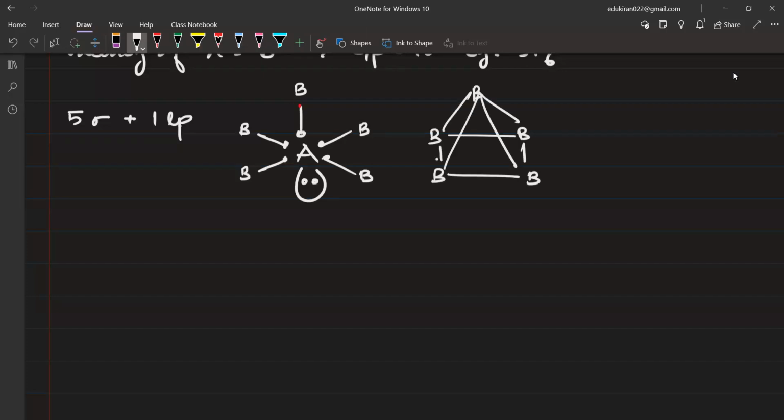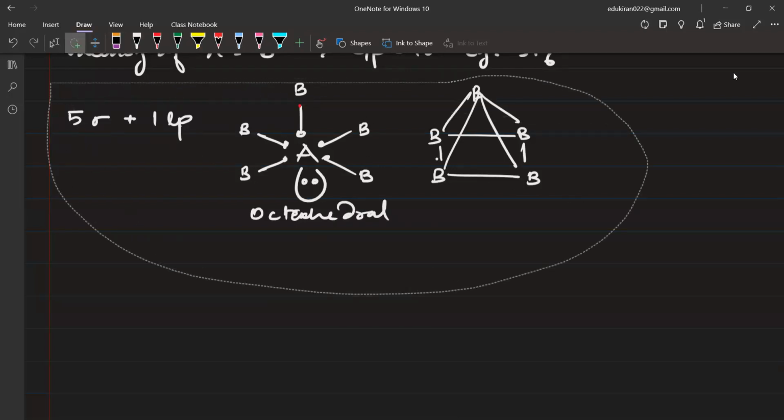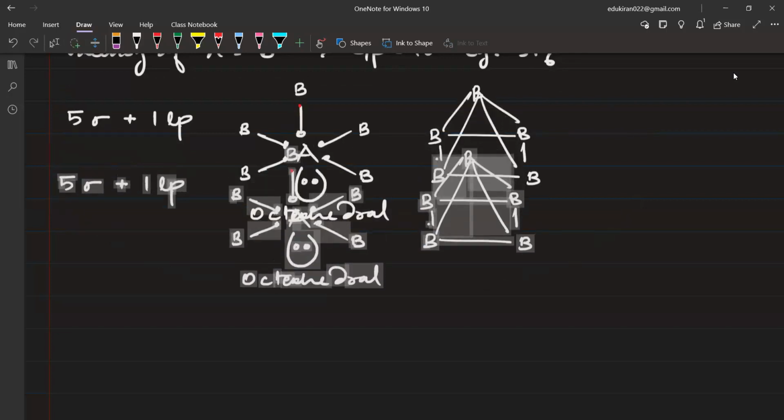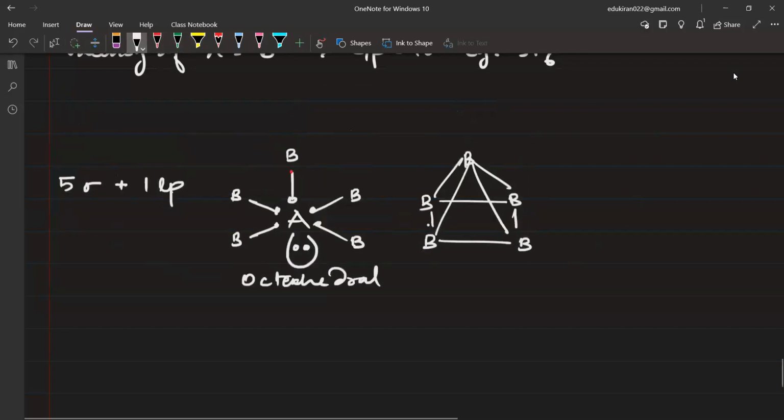Yes or no? Please tell me, guys. Correct? Yes, sir. So this is still octahedral. Electronic geometry is octahedral. And the shape will become what? Shape is going to be square pyramidal. Correct? Shape is going to be square pyramidal.